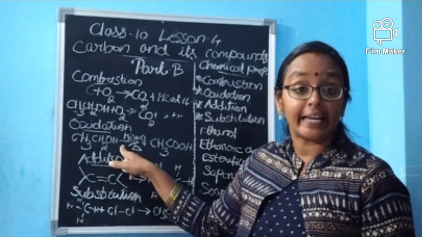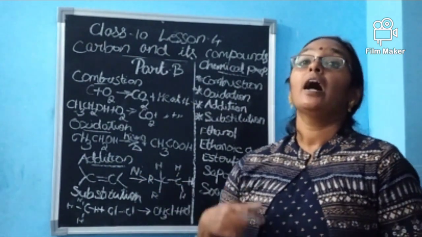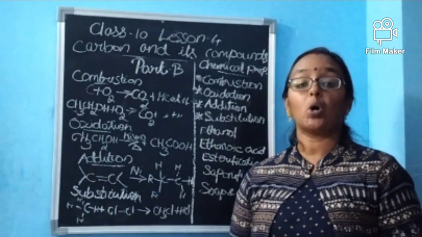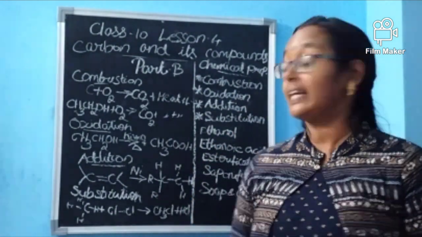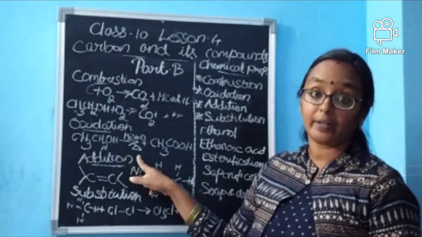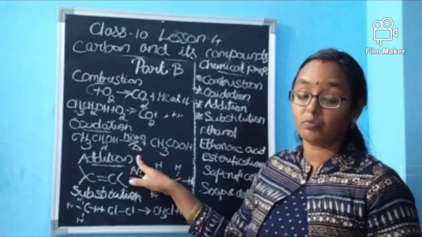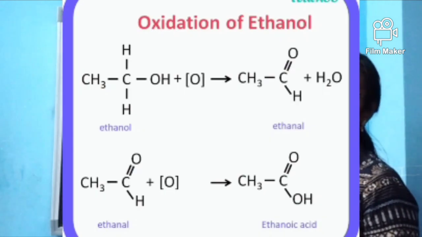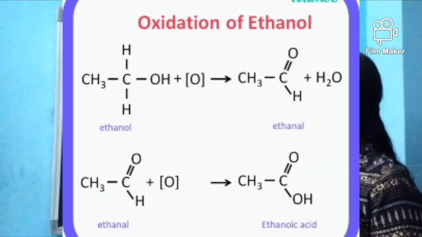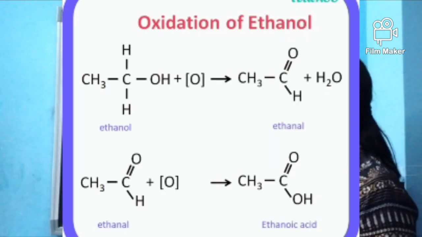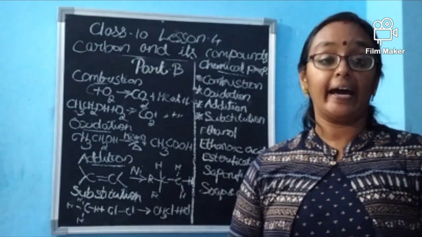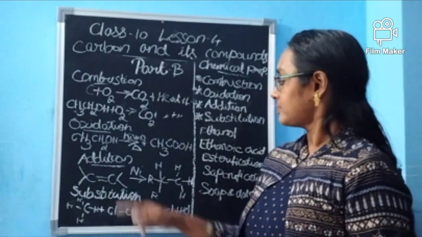It can be alkaline KMnO4 or acidified K2Cr2O7, potassium dichromate or potassium permanganate, in the presence of heat. The delta I have written means in the presence of heat. What will happen? It will be changed. Alcohol will be changed to acid in the presence of this KMnO4 or K2Cr2O7. So we are calling these two oxidizing agents.